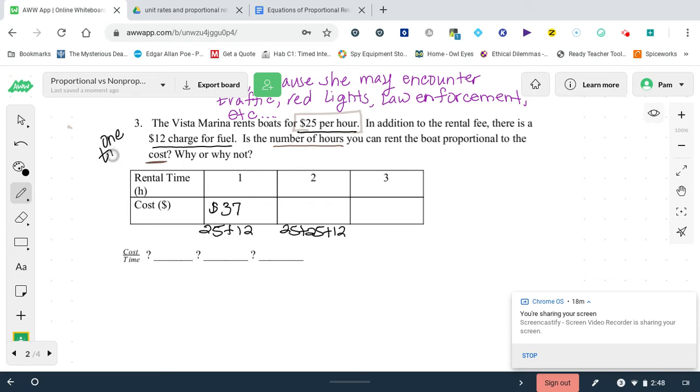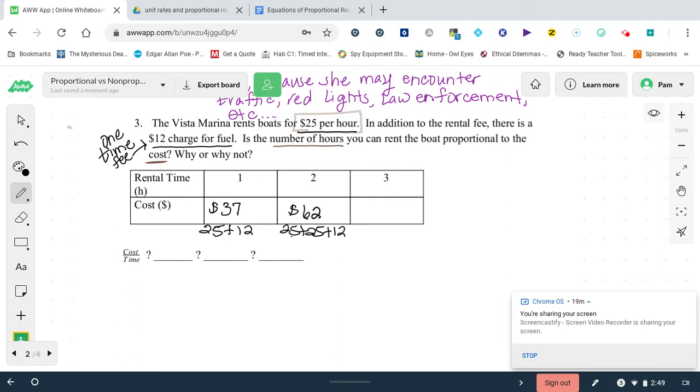That's one time. When you're out there on the water, they're not going to make you come back to put some more gas in. Now, if you run out, then that's a different story. But this is a one-time fee. So you paid $25, which is $50, and 50 plus 12 means you have to pay them $62 if you want to keep the boat for 2 hours.